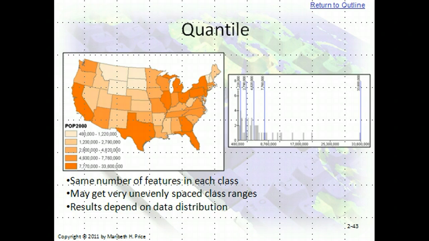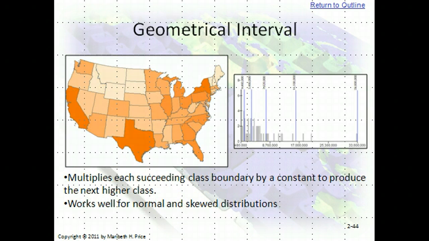interval classification maps. A geometrical interval classification bases the class intervals on a geometric series in which each class is multiplied by a constant coefficient to produce the next higher class. A geometric interval classification is designed to work well with continuous data like precipitation and to provide about the same number of values in each class range. It works especially well with positively skewed data distributions.